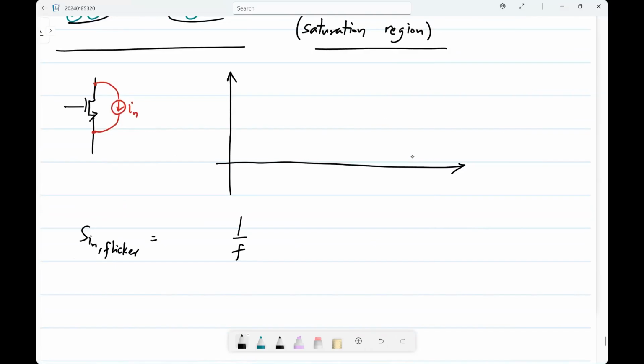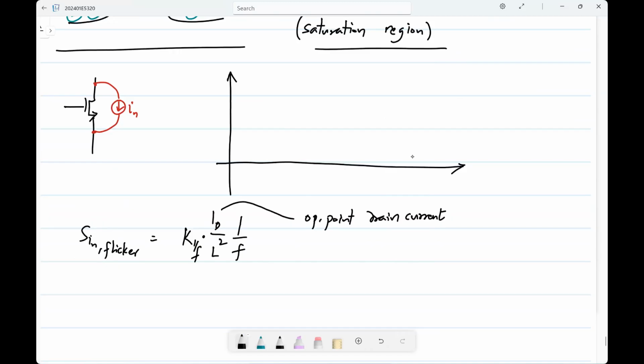And there will be some constant. This is the operating point drain current, and you have L square, where L is the length of the MOS transistor. So it turns out to have this dependence.